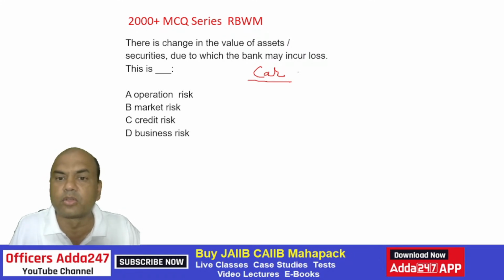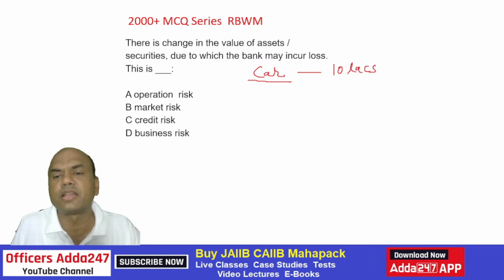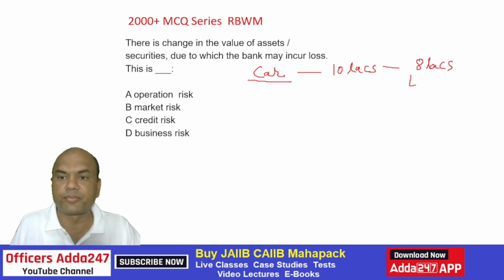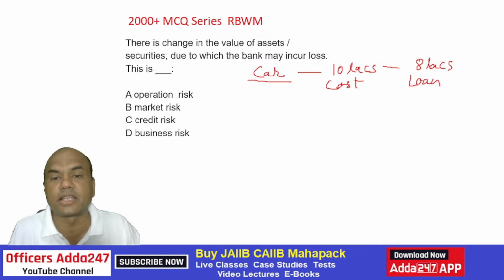Sure. I had given the loan for, let's say, 10 lakhs was the cost of the car at that time. So I had given them, let's say, 80%. I had given the loan of 8 lakhs. 80% loan was given. This is the loan amount. And now this is the value of the car, right? Cost of the car. Now what happens? 8 lakhs was the loan given and this is 10 lakhs now.